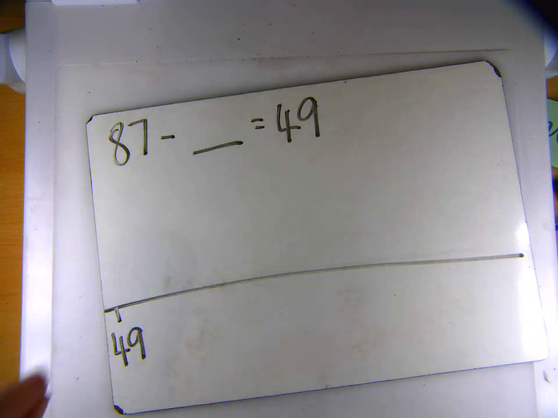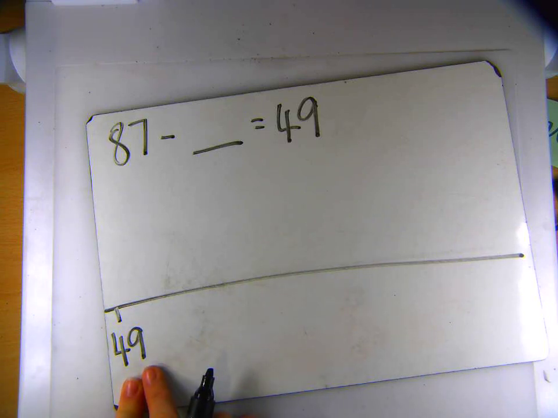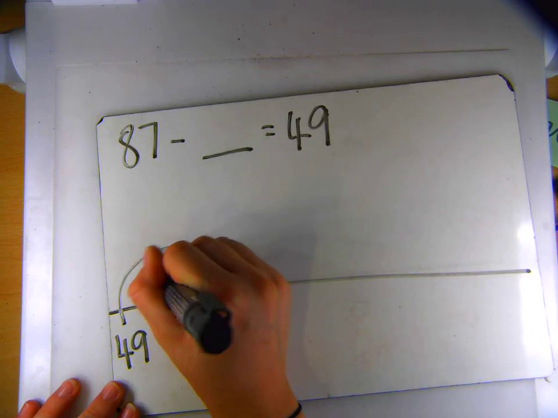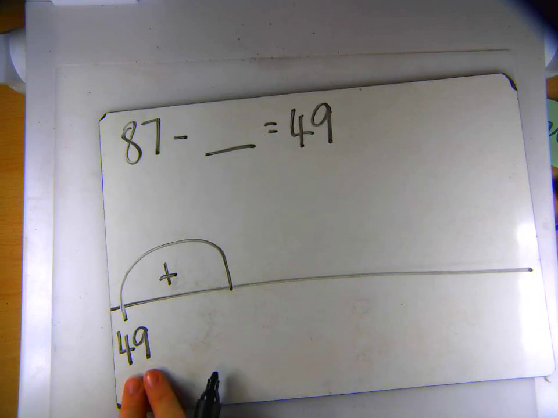Now, this time I'm going to count in multiples of 10. So, 49, can I add 10? Can I add 20? Can I add 30? Can I add 40? Will I have added too much? So, adding 10 gives me 59. Adding 20 gives me 69. Adding 30 gives me 79. Adding 40 gives me 89. So, adding 40 will take me too far.